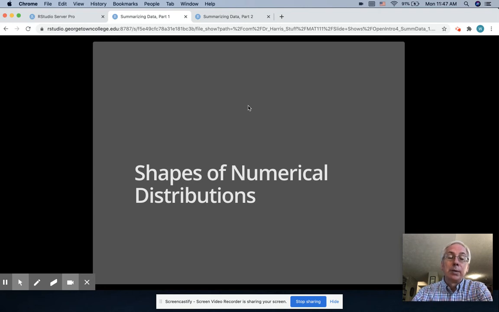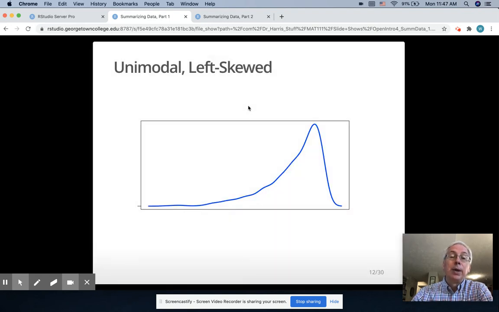So let's just look at some examples of density plots to get a better feel for what it means to be symmetric, what it means to be unimodal, bimodal, etc. So here are some examples. We would call this unimodal, just a single peak, but the tail this time is on the left, and so it's left skewed. It turns out that left skewed distributions occur somewhat less frequently on average than right skewed distributions.